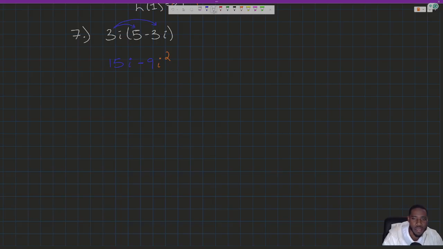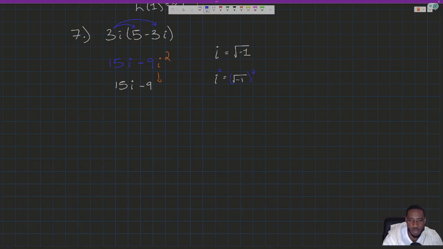Okay? Now we're going to reason a little bit. 15i is going to stay that way. Negative 9 can stay that way. But i squared can be simplified a little bit, right? Because we know that when we're talking about i, the imaginary number, it is equal to the square root of negative 1. So if we were to square i, that means you're taking the square root of negative 1 and you're squaring it.